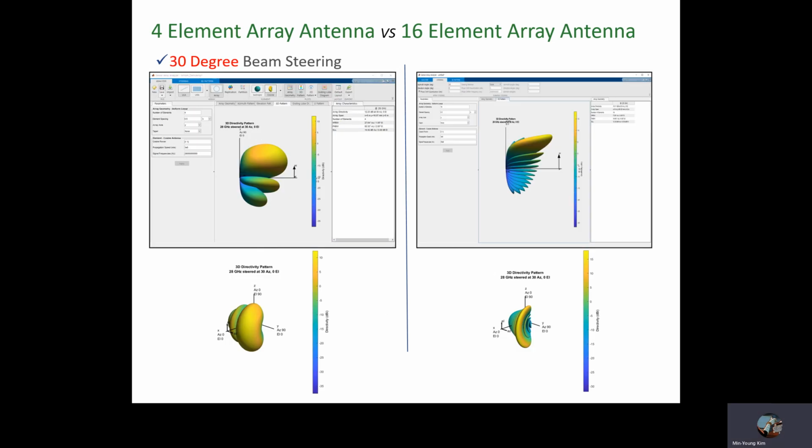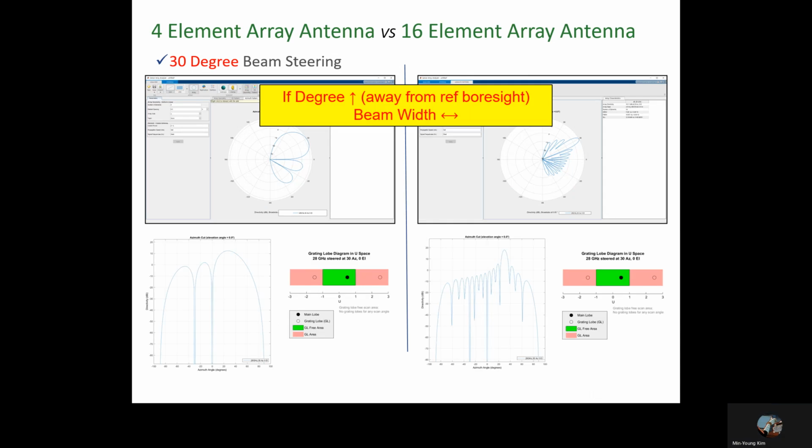Now our beam is steered to 30 degrees from the center. Check out the changed beam shape in each direction in the 3D view. Likewise, the 30-degree steered beam in the projected view. The center peak of the main beam is pointing in the 30-degree direction. If we compare this 30-degree result to 0 degrees, we can see that the main beam width becomes wider than at 0 degrees. As the beam angle moves away from the reference boresight, the beam width widens.